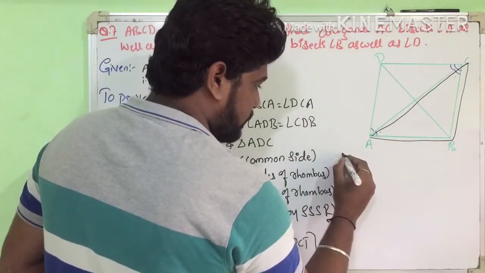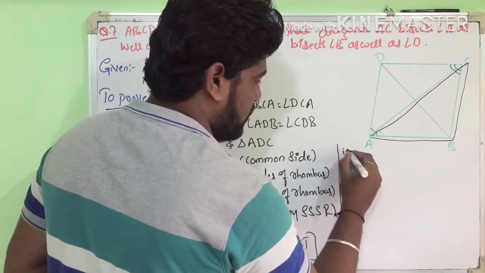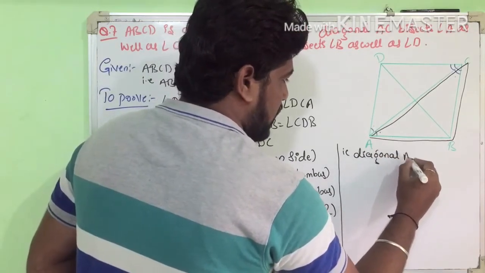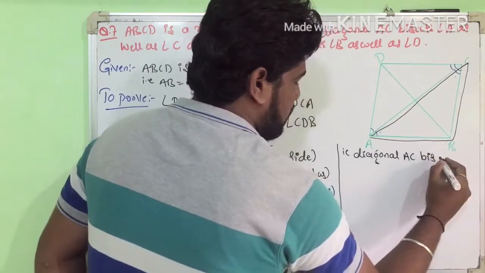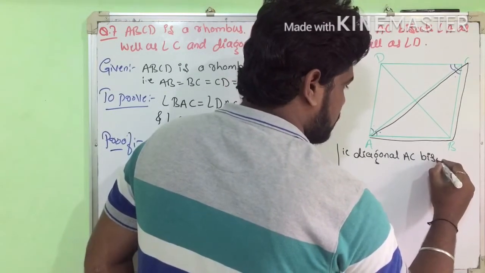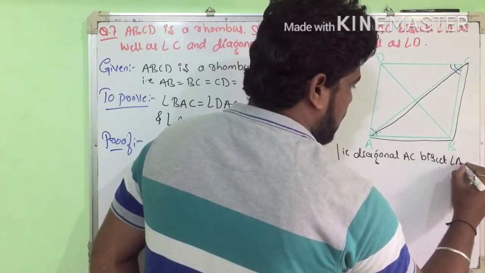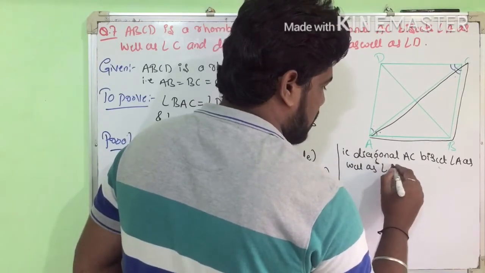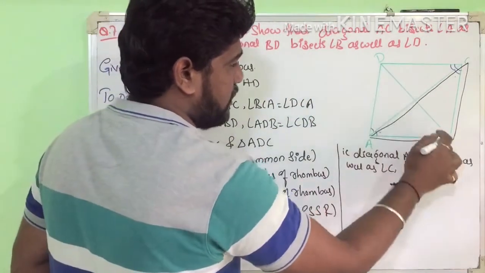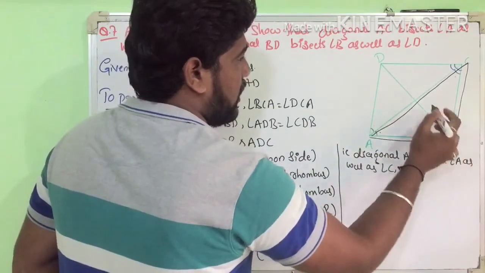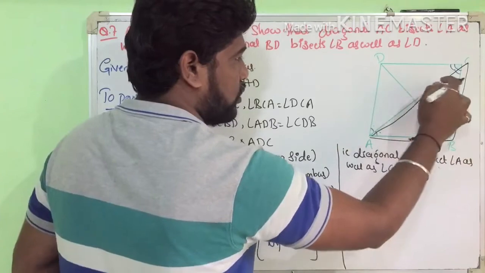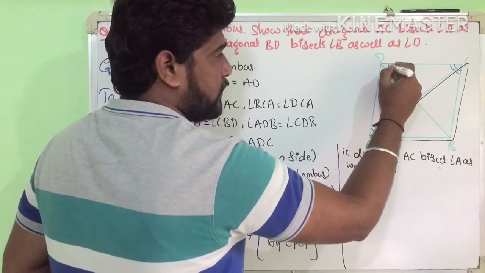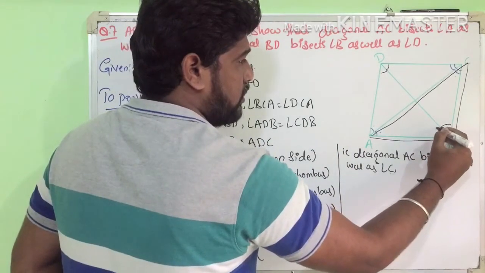So it means that diagonal AC bisects angle A as well as angle C. Right. And similarly we will consider these two triangles. Which ones? DAB and DCB. In these two triangles also, the triangles are congruent to each other, so their corresponding angles are equal. These two are equal, and here these two are equal.